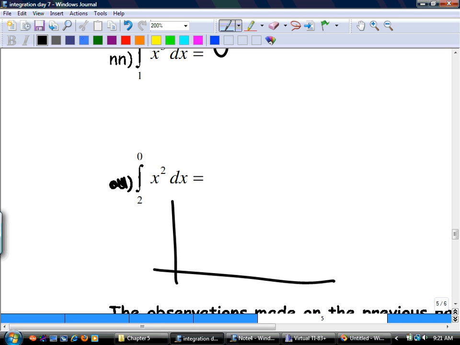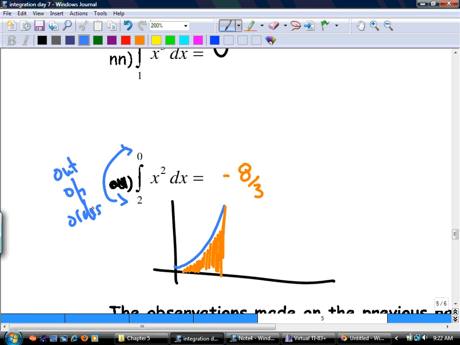I'll draw the picture for you. Now, most times we color from left to right. Here we're coloring from right to left. When you color out of order, give me a guess. Negative. Out of order. So we tend to do this.